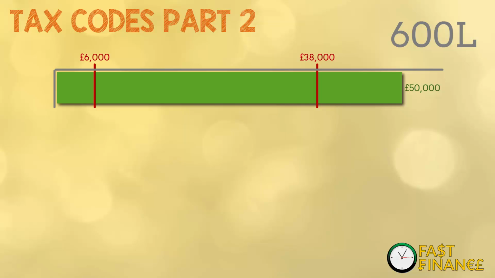You pay the same amount of basic rate tax because the space between the two thresholds is still the same size, but it means that you start paying higher rate tax £6,000 earlier. So here, £5,000 times 40% equals £2,000 in tax.